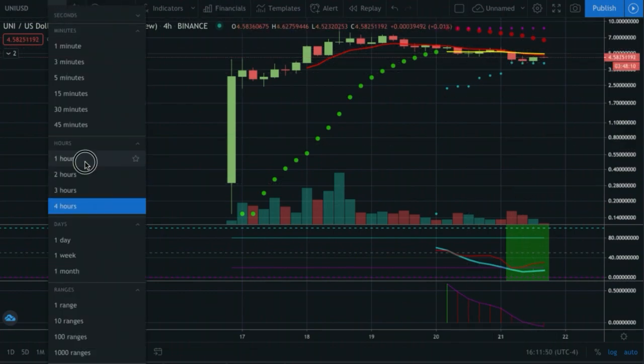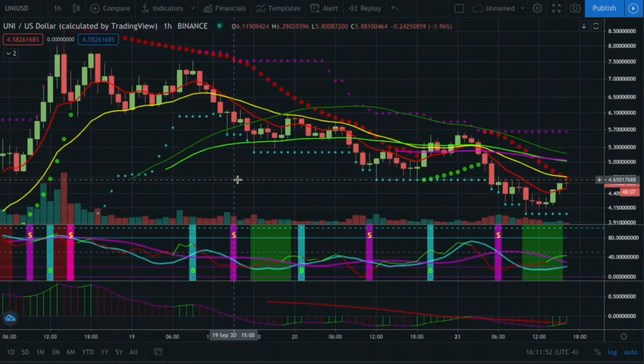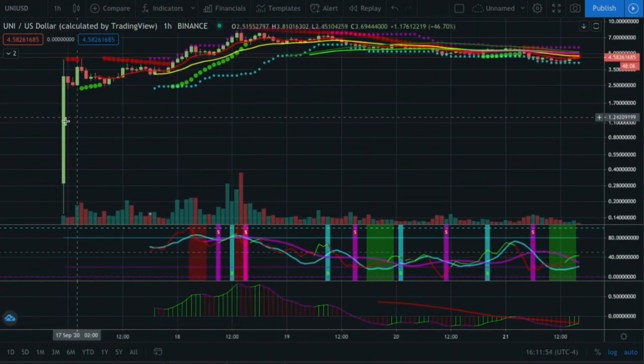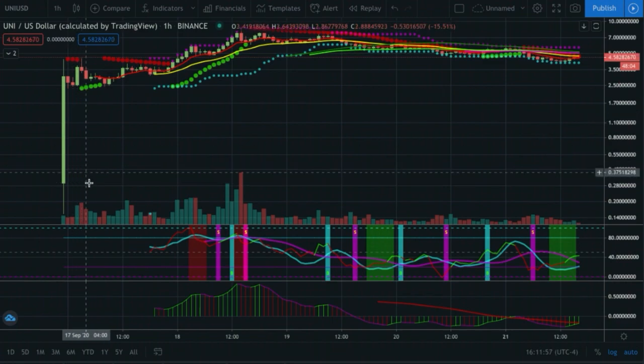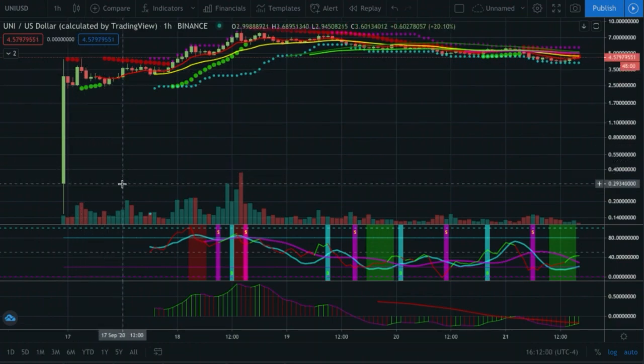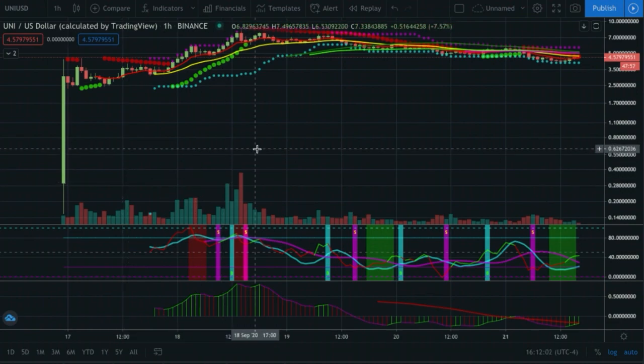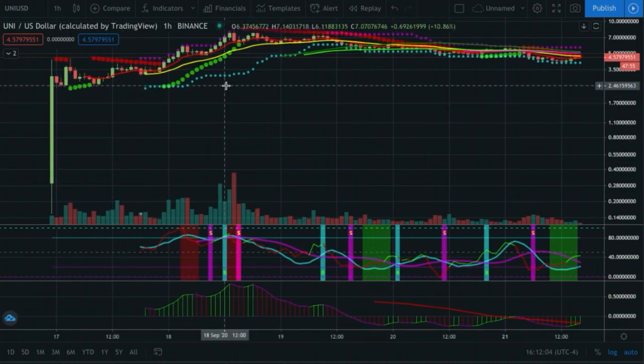Matter of fact, I will switch down to the hourly and see if there's any better support that we could use. And there's not. It's just one giant candle up. So there's nothing we can even use. There's absolutely no useful data here. Once again, 30 cents or $2.46 is pretty much all you can use.